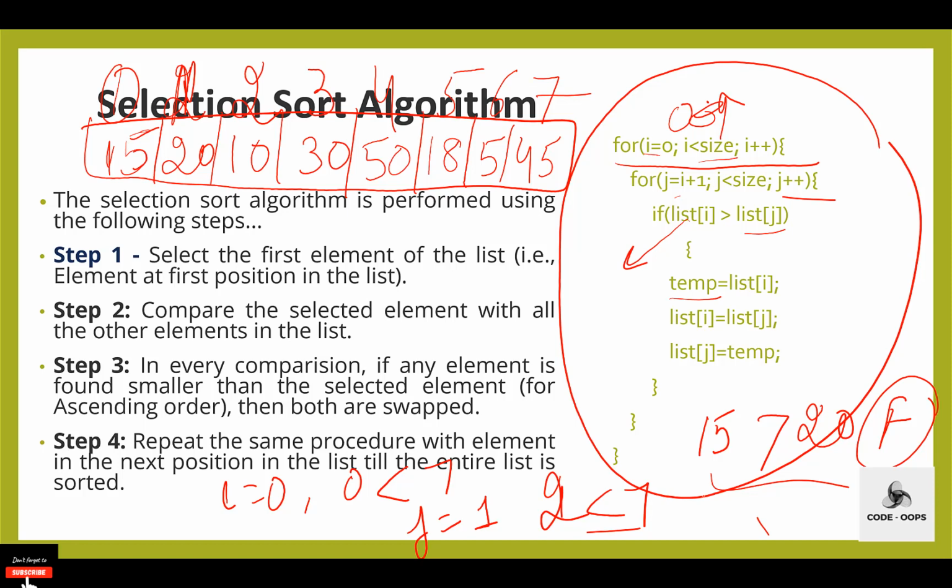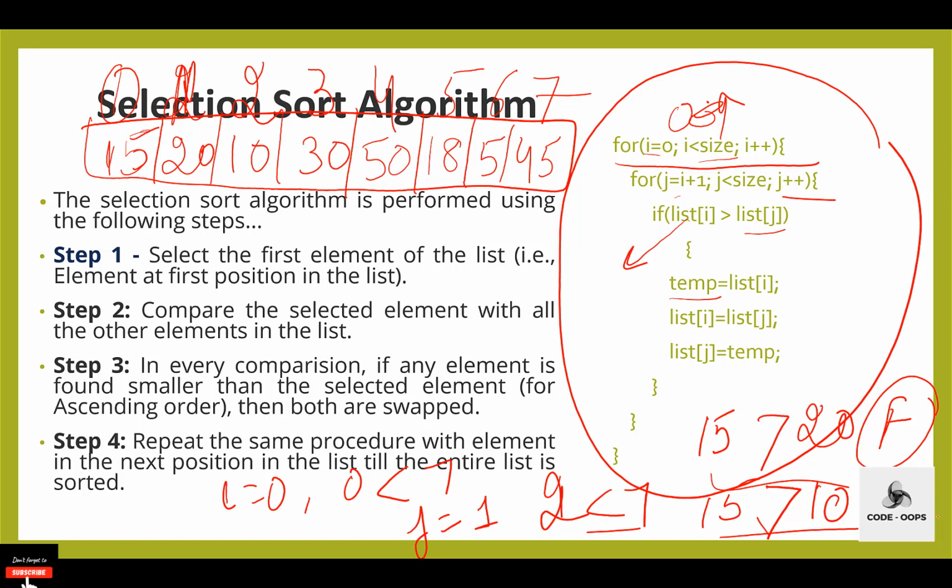Then check the if condition. If list of i is greater than list of j, the element at 0 index is 15. 15 is greater than the element at second index, list of j, that is 10. 15 is greater than 10. The condition is evaluated to be true.